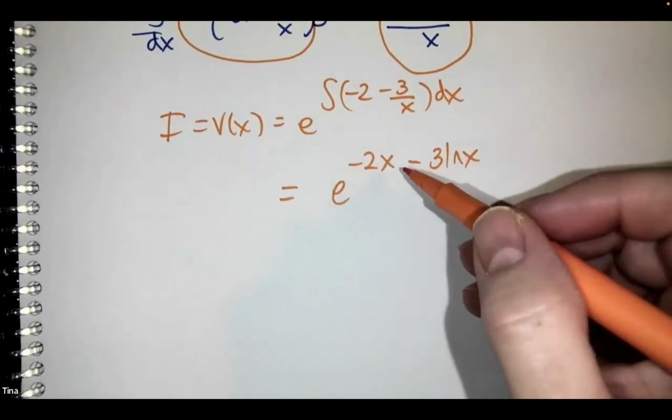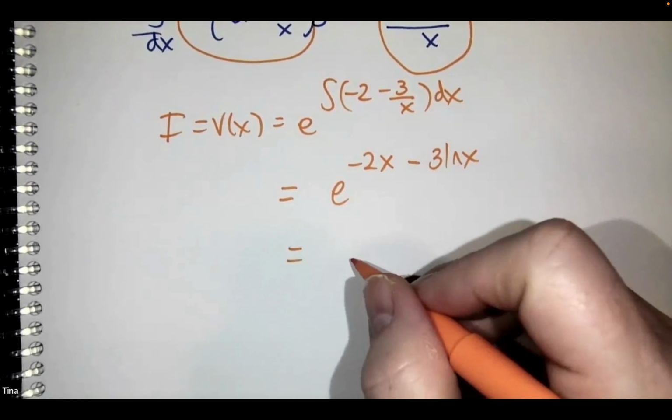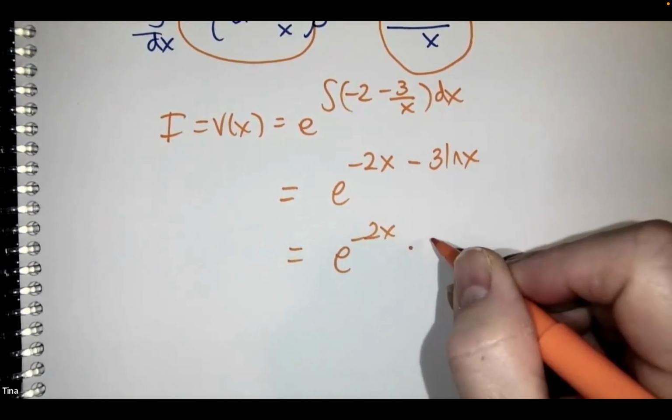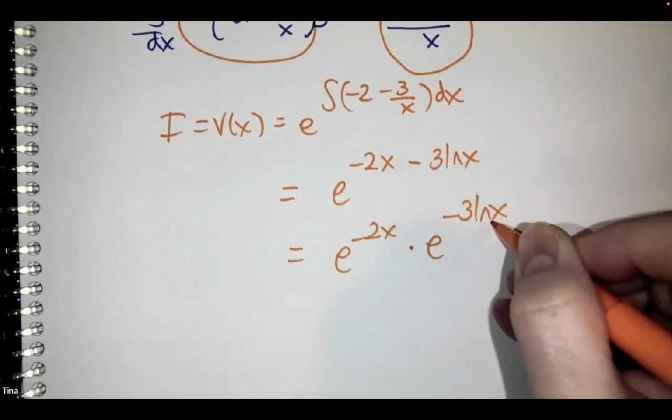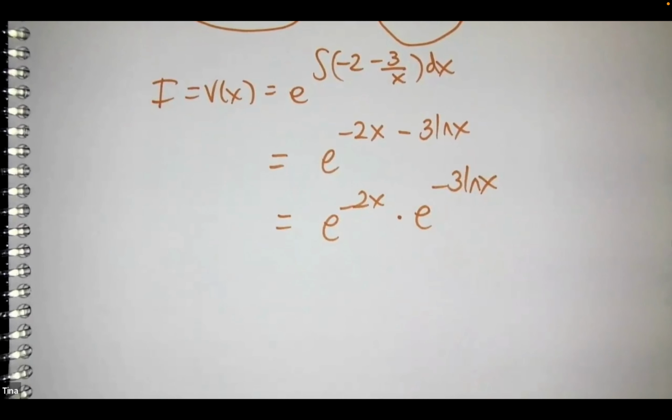Okay, so what we're going to do is we're going to say this is e to the negative 2x times e to the negative 3 ln x. What's the point of me doing that? I'm not just doing it for fun, because I'm going to be able to simplify this and get rid of the e to the ln of something, right?